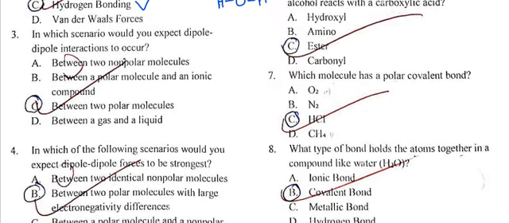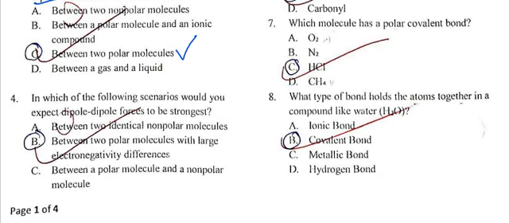Question 3 is saying, in which scenario would you expect dipole-dipole interactions? So dipole-dipole interaction is particularly found in polar molecules. You only find it in polar molecules. For London dispersion forces, of course, you can find them both in polar and non-polar. But whenever you're talking about a dipole-dipole interaction, consider polar molecules. So it can only be found between polar molecules. That is one important concept to understand.